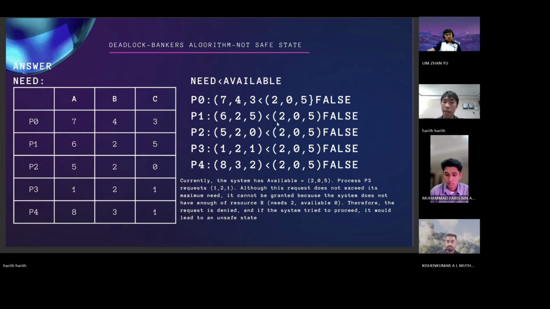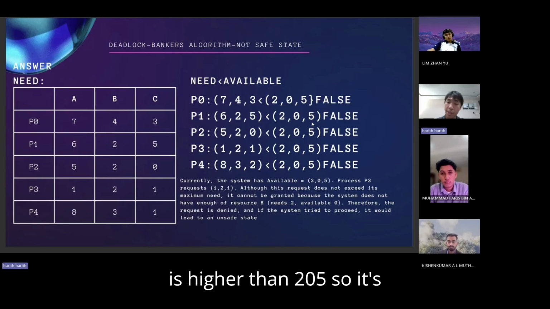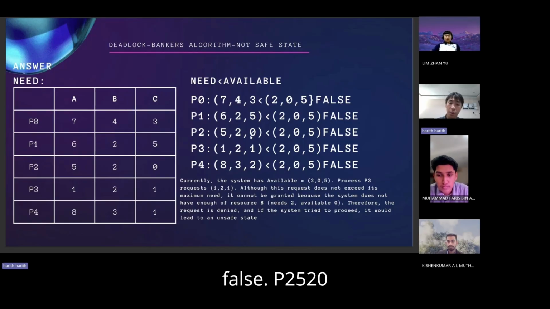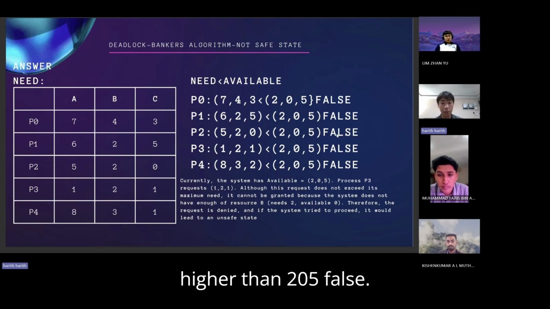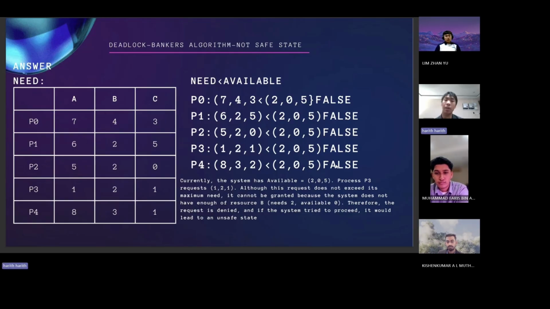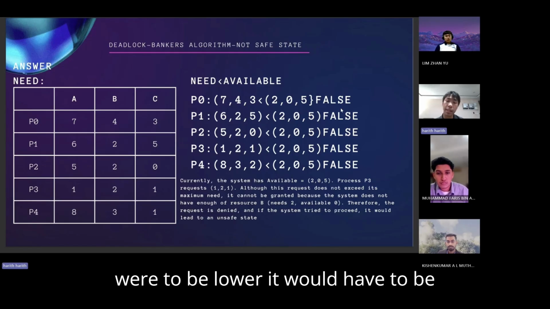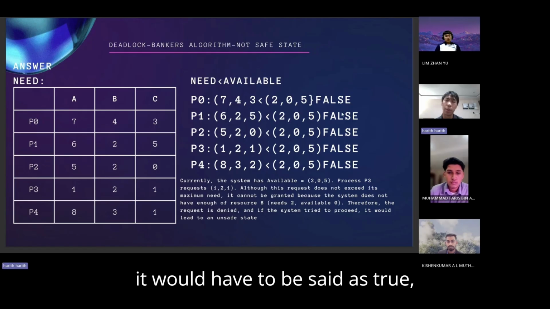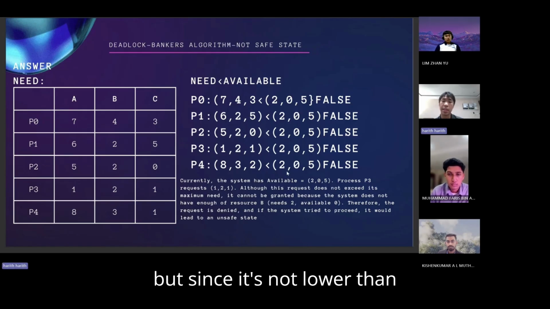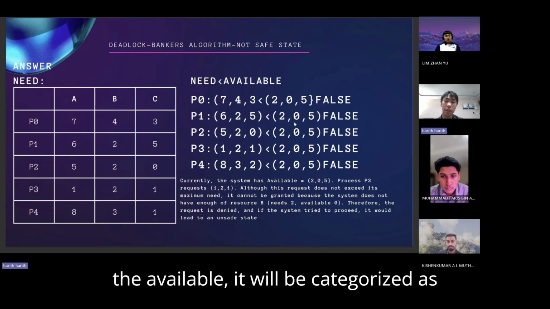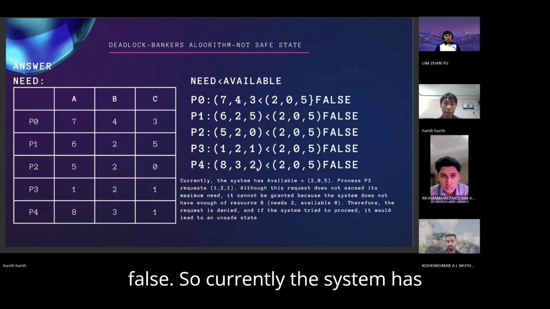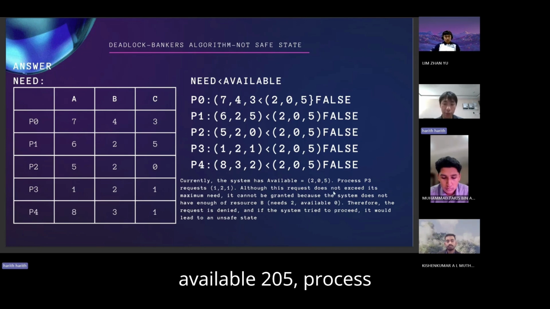And now P1, we check 6, 2, 5. It's higher than 2, 0, 5, so it's false. P2, 5, 2, 0, higher than 2, 0, 5, false. P3, 1, 2, 1, compared with 2, 0, 5, false. 8, 3, 2 for P4 is higher than 2, 0, 5, false. So for example, if it were lower, it would have to be said as true. But since it's not lower than the available, it will be categorized as false. So currently the system has available 2, 0, 5.